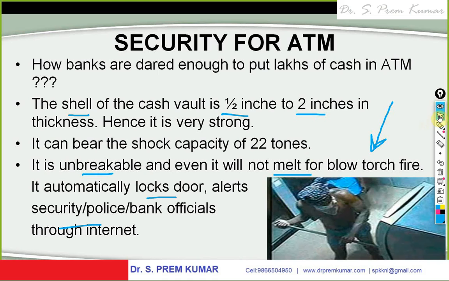Sometimes they get a welding machine because it is unbreakable. Sometimes they make use of the fire torch, that is a welding machine, to break that shell. But it is not possible. When you heat that, it alerts through the internet. It alerts the police. It alerts the bank officials. It alerts the security system.